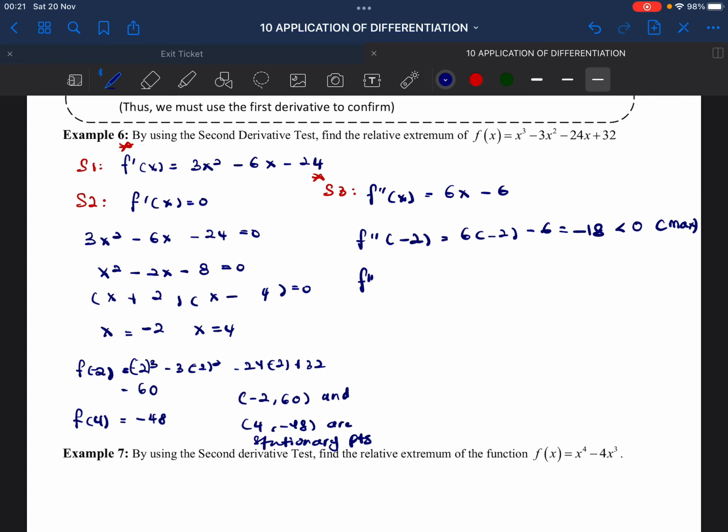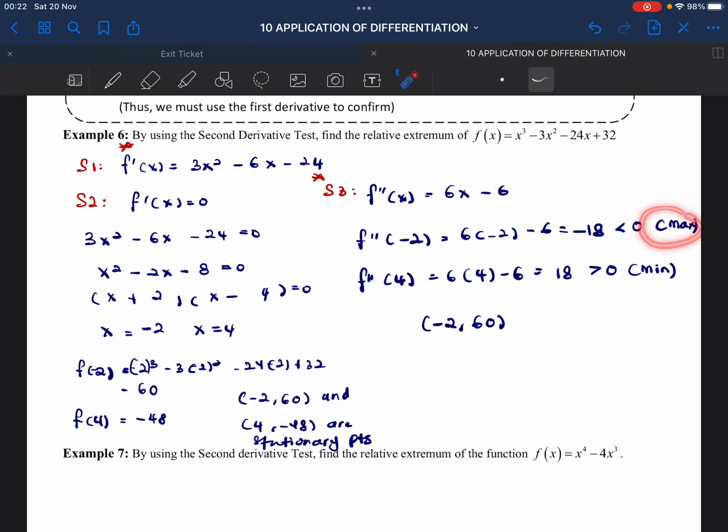So substitute the other value, which is 4. So 6 multiplied by 4 minus 6 will get us 18. So 18 is positive, greater than 0, so that will be minimum. Okay, so now we can conclude. This value is negative 2. So negative 2, pasangan dia apa? 60. So negative 2, 60 is a maximum point.